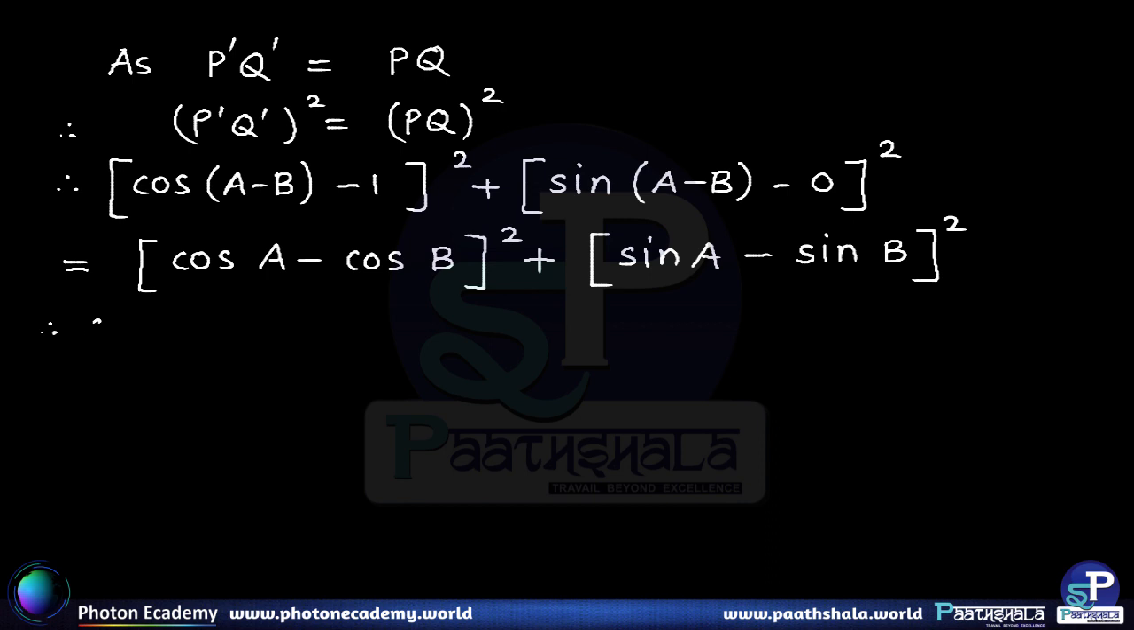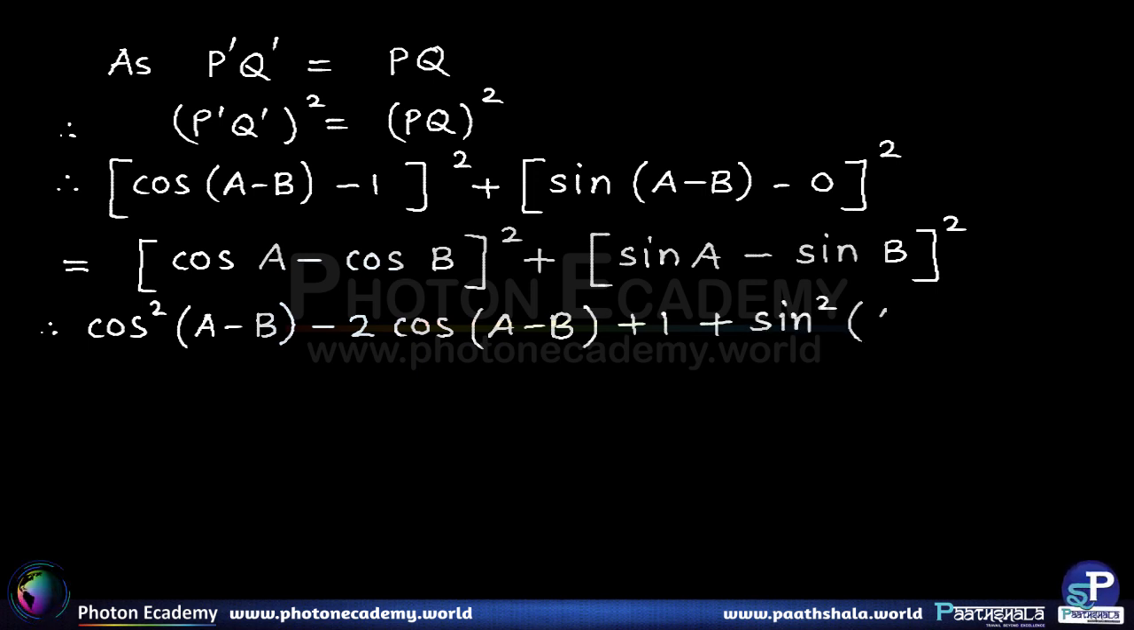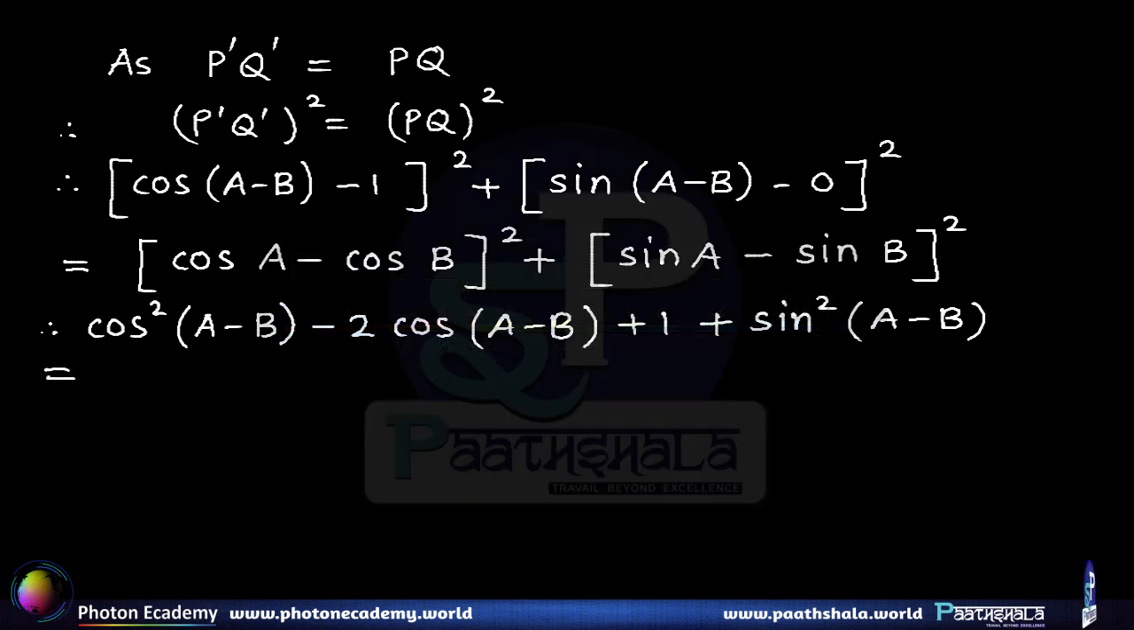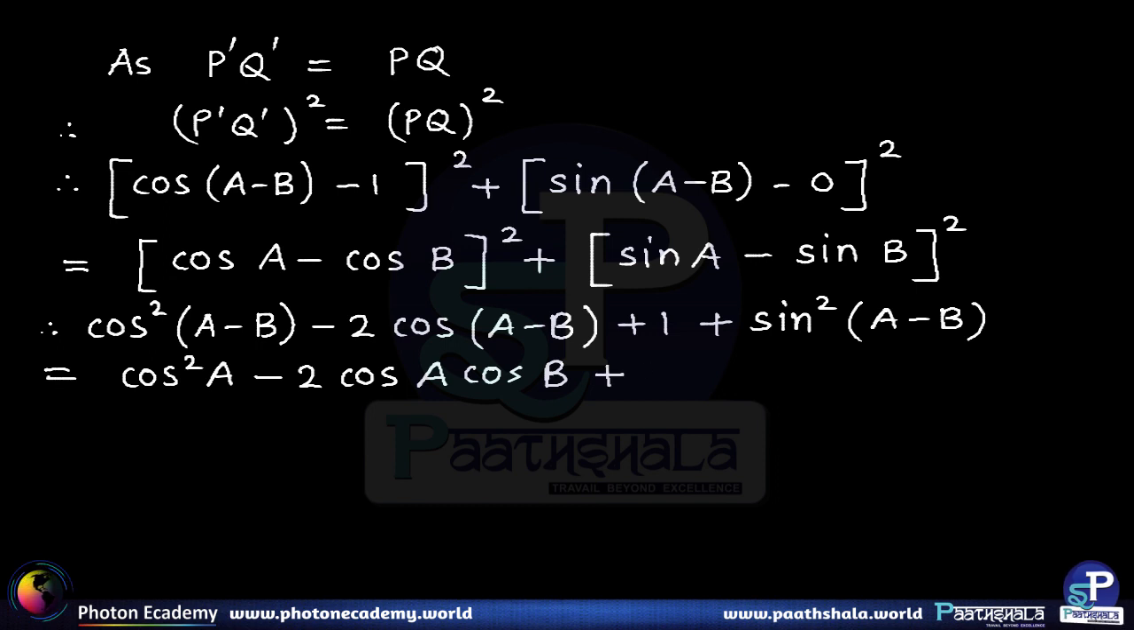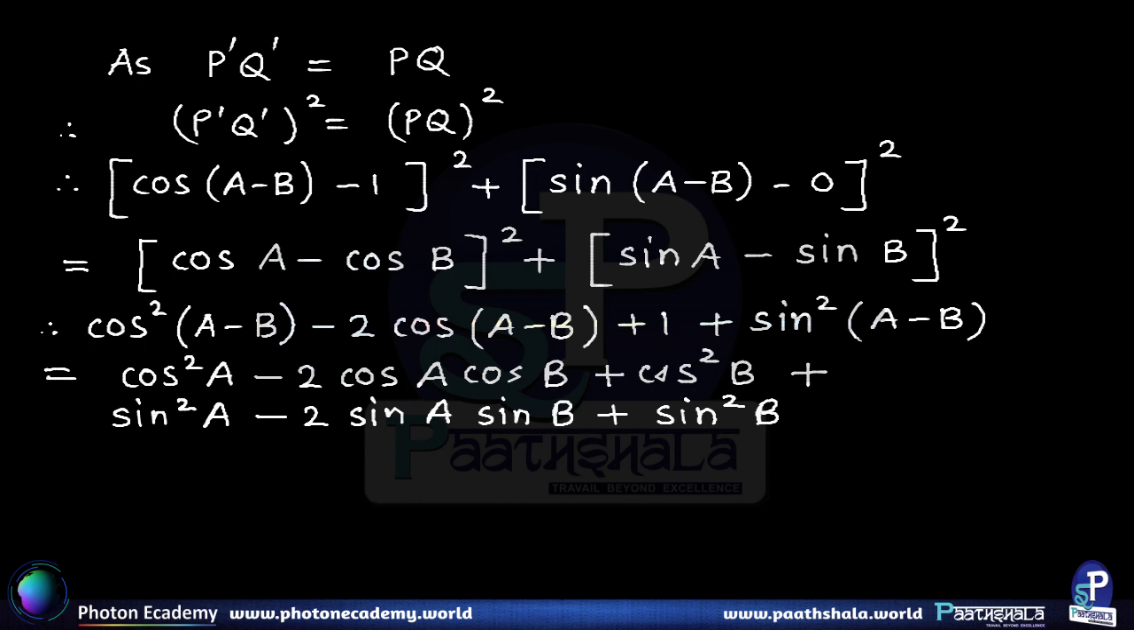So therefore on the left side, on expanding, we get cos square (A minus B) minus 2 cos(A minus B) plus 1 plus sin square (A minus B) is equal to, on the right side, we get cos square A minus 2 cos A cos B plus cos square B plus sin square A minus 2 sin A sin B plus sin square B. Now let us see what has happened.